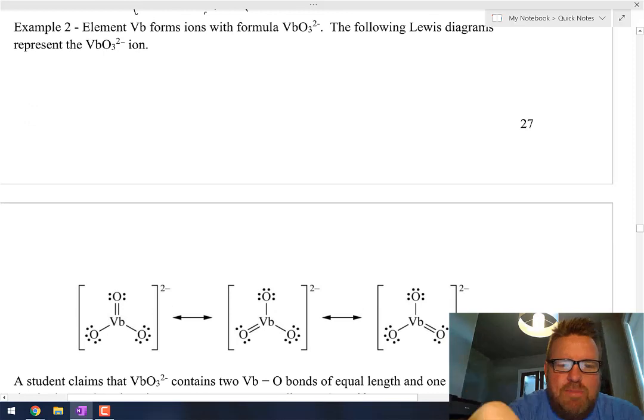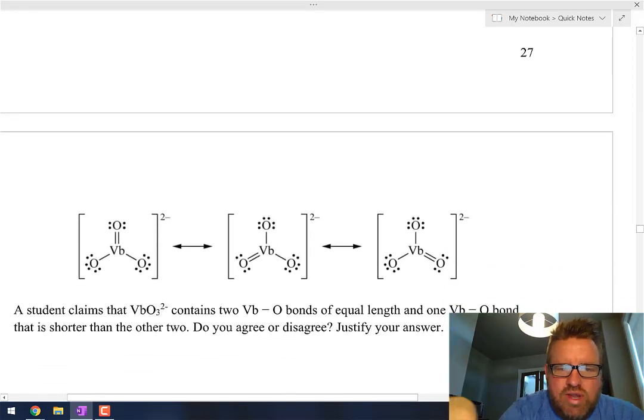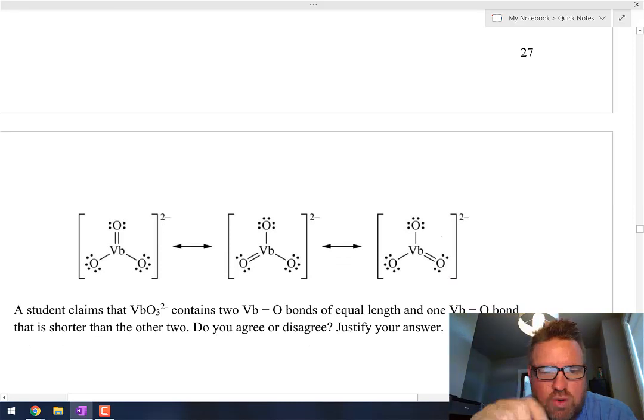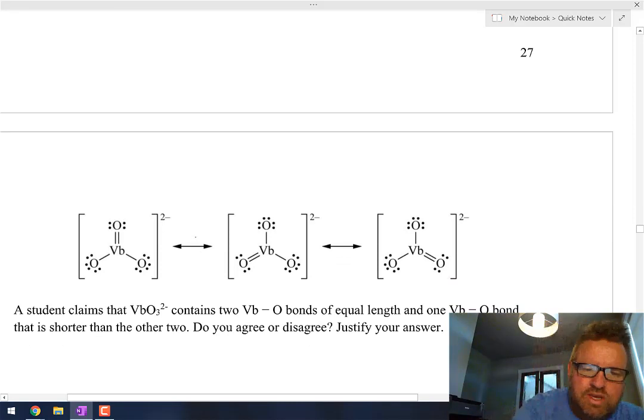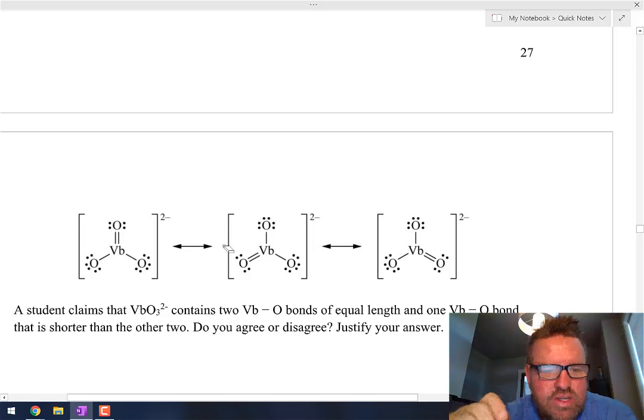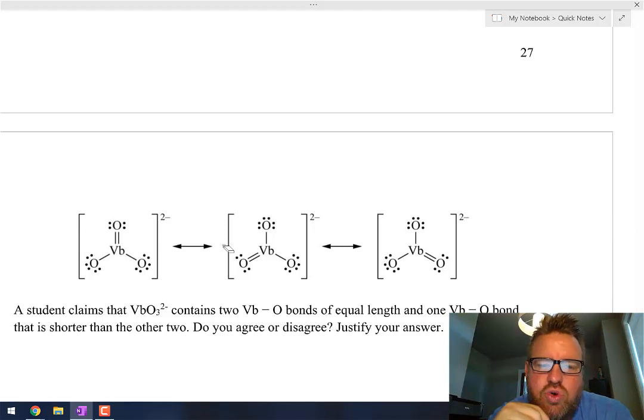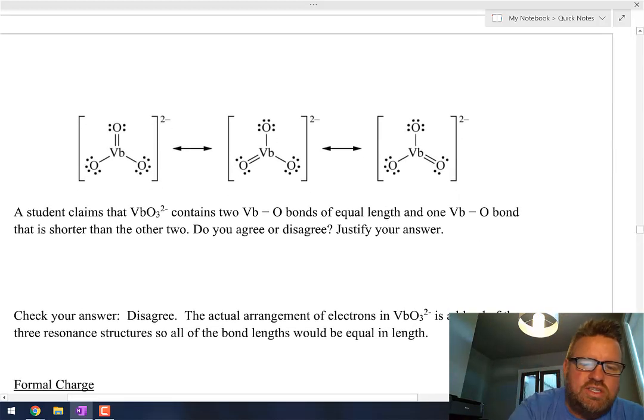The element Vb forms ions with the formula VbO3 2-. The following Lewis diagrams represent the ion. Okay, so we can see here that they have drawn 3 different resonance structures for this. And a lot of times what you'll see is that double arrow between them to represent the different resonance structures. Okay, a student claims that VbO3 2- contains 2 Vb-O bonds of equal length and 1 Vb-O bond that is shorter than the other 2. Do you agree or disagree? Absolutely, you better disagree with that.